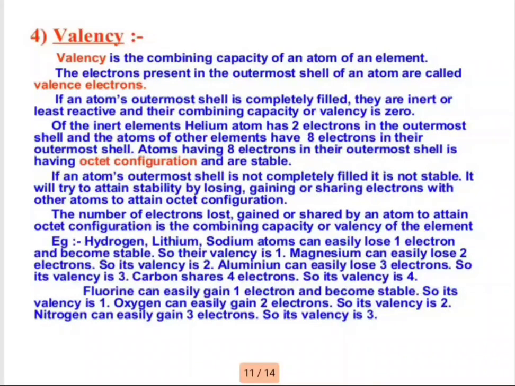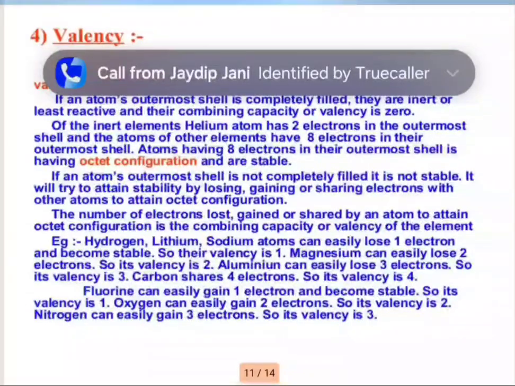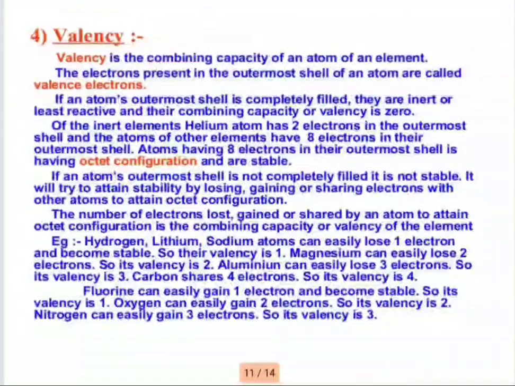Okay, why? The electron present in the outermost shell of the atom is called a valency electron. If an atom's outermost shell is completely filled, like the inert gases, then their reactive or combining capacity, or valency, is also 0. All inert elements like helium, neon, or argon, etc.